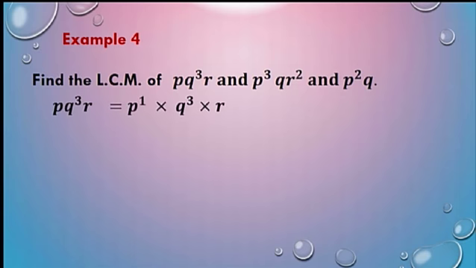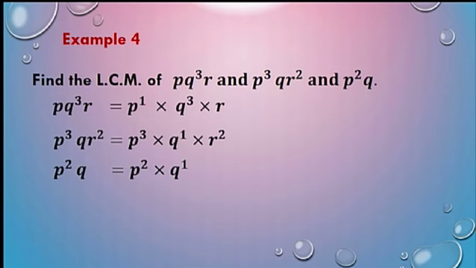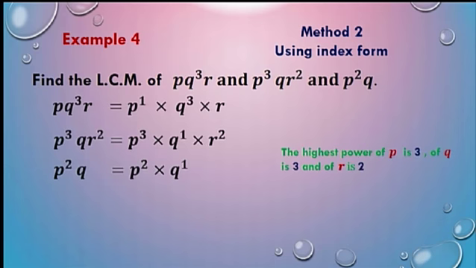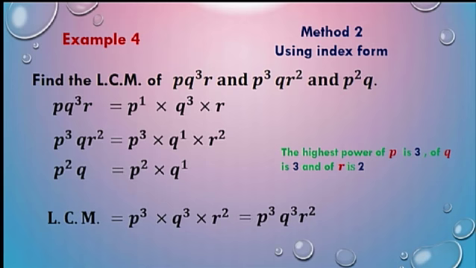Using the second method, again, even if you have three different terms, the procedure remains the same. We write the terms in index form, then we take the element with the highest power from each column. Here in the first column, the highest power of p is 3, the highest power of q is 3, and the highest power of r is 2. So the LCM is p power 3, q power 3, r power 2.